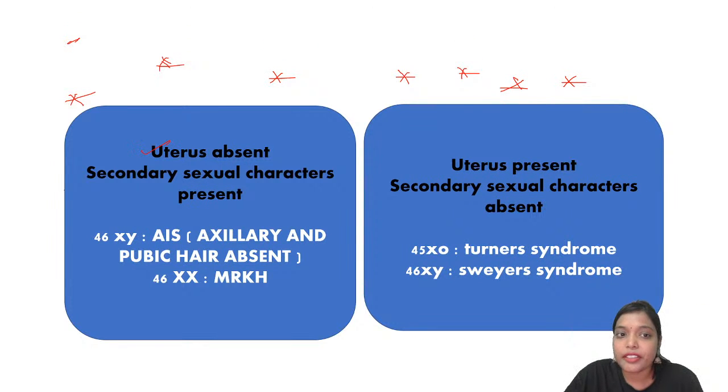I divided it into two parts. If uterus absent, secondary sexual characteristics present: if it is 46XY, close your eyes and answer it as androgen insensitivity syndrome, where axillary and pubic hair is absent. If it is 46XX, then it is MRKH. If uterus present and secondary sexual characteristics absent, the opposite of the first scenario: 45XO, it is Turner's. 46XY, it is Swyer's.